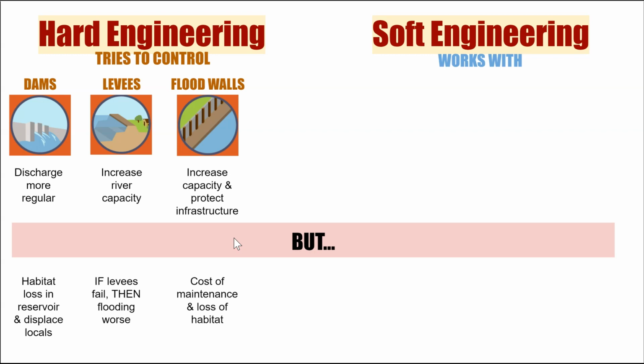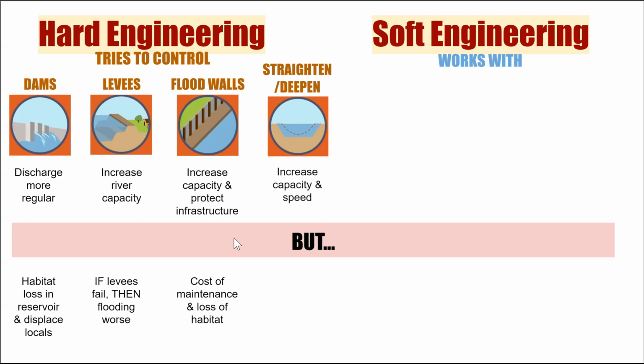And the final one: dams, levees, flood walls, and deepen and straighten the river. If you deepen it, you're going to increase capacity again. If you straighten it, you make the water faster, increase the speed, moves it out of the way, but that moves the problem downstream and the rivers can silt up.